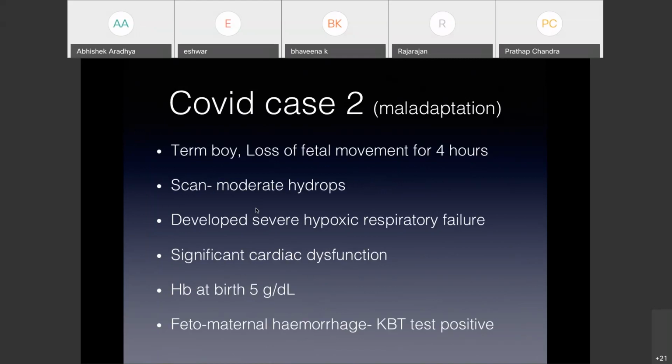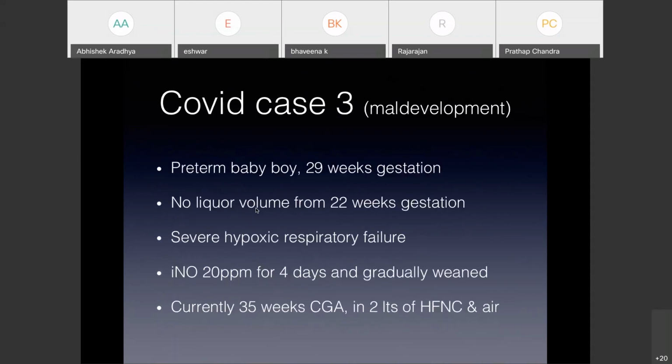Coming to case 2, again, it's a baby with loss of fetal movements for about 4 hours. Scans showed moderate hydrops, and the baby developed severe hypoxic respiratory failure after it was born, and this baby had a significant cardiac dysfunction. Again, this comes under the pathophysiology of maladaptation. Unfortunately, the baby's hemoglobin was only 5 at the time of delivery. And when we did the KBT test, the Kleihauer-Betke test, we knew that the diagnosis was a severe chronic feto-maternal hemorrhage.